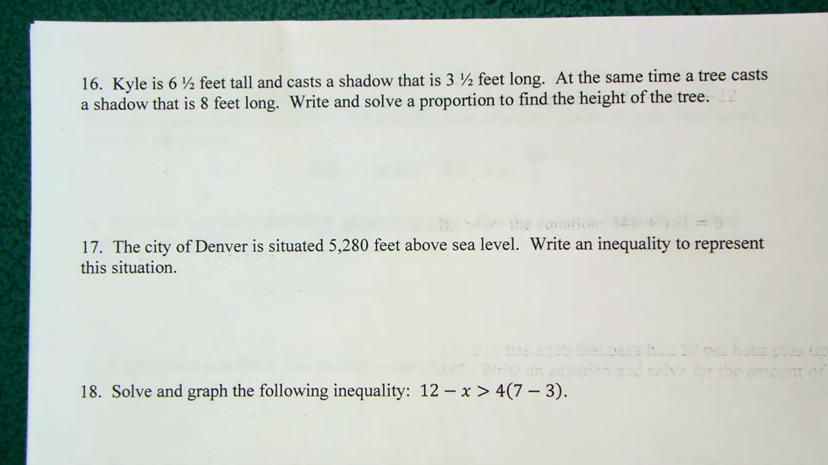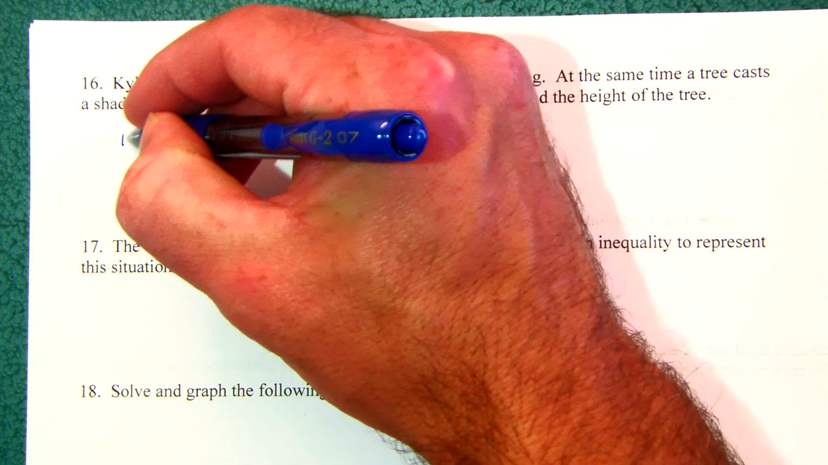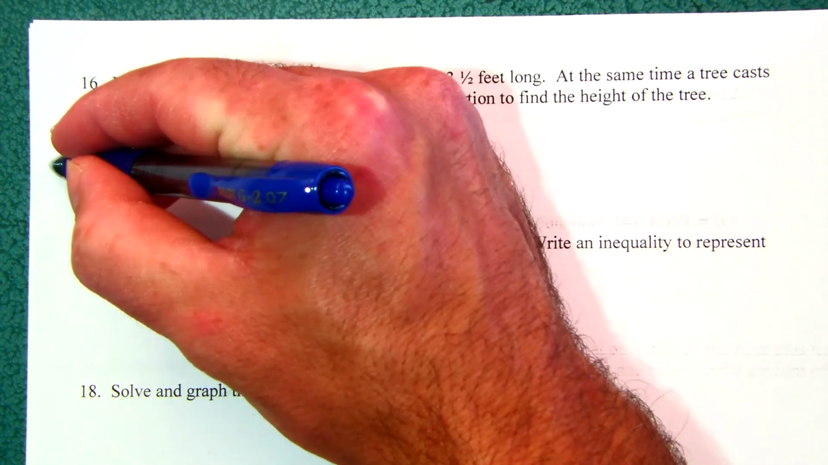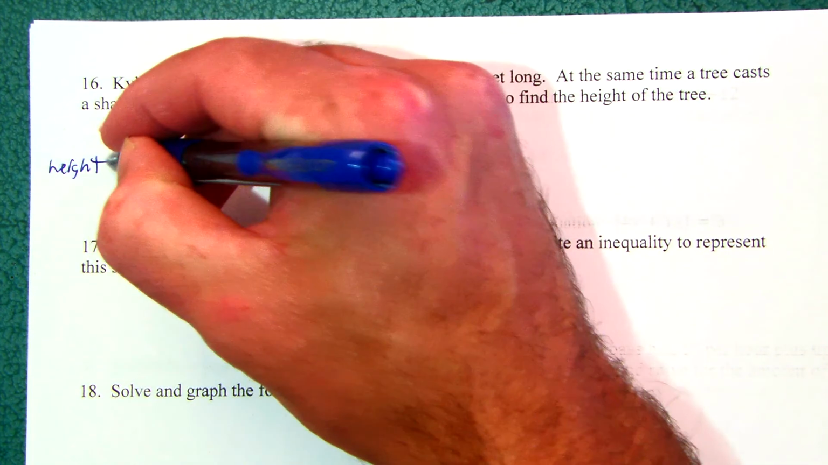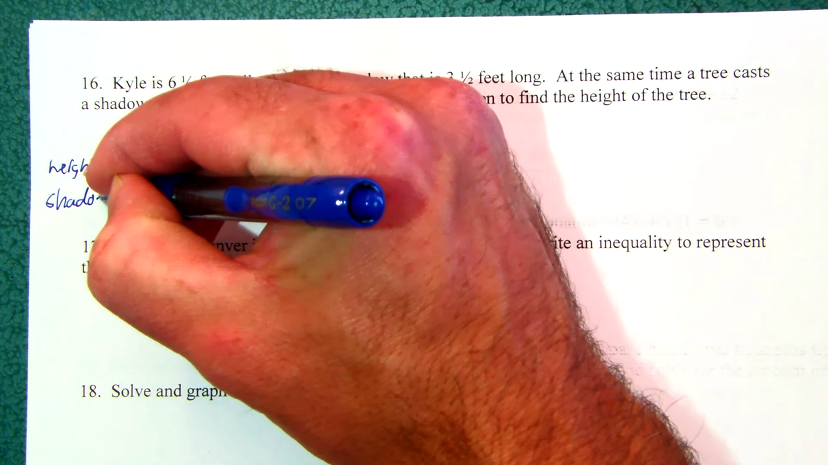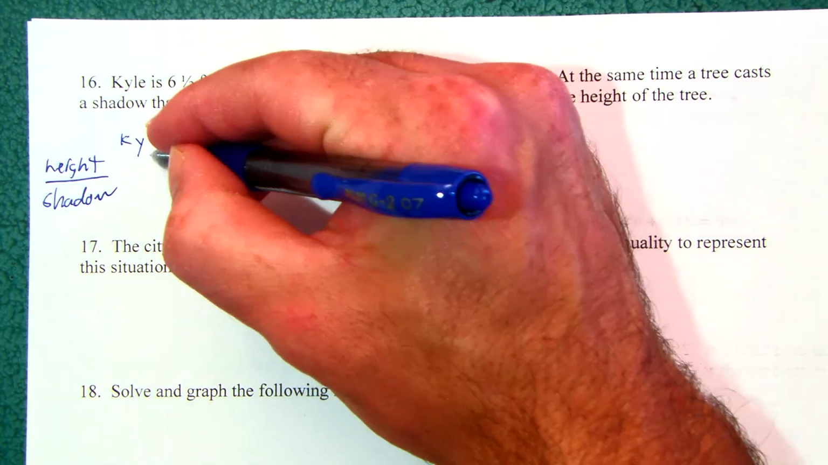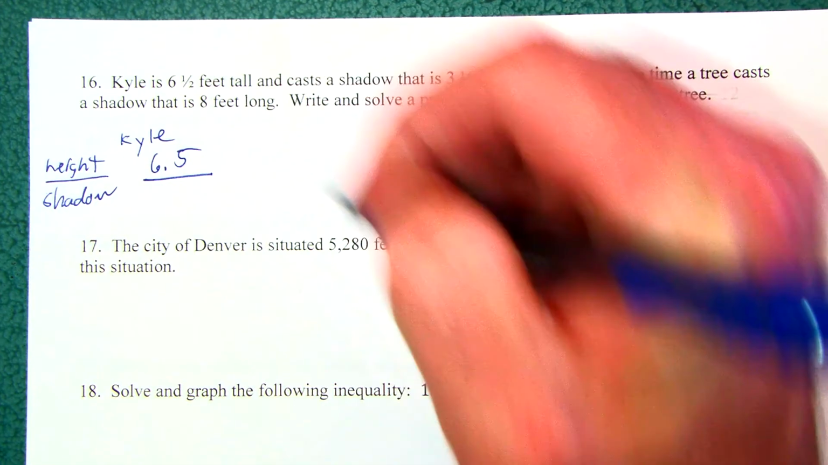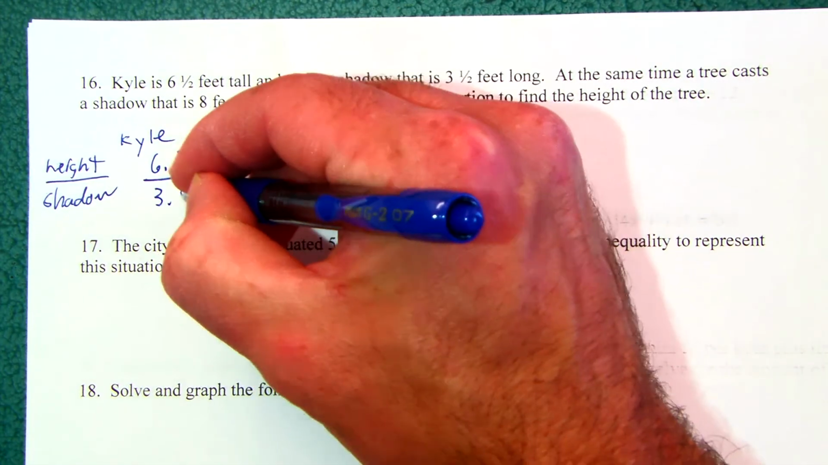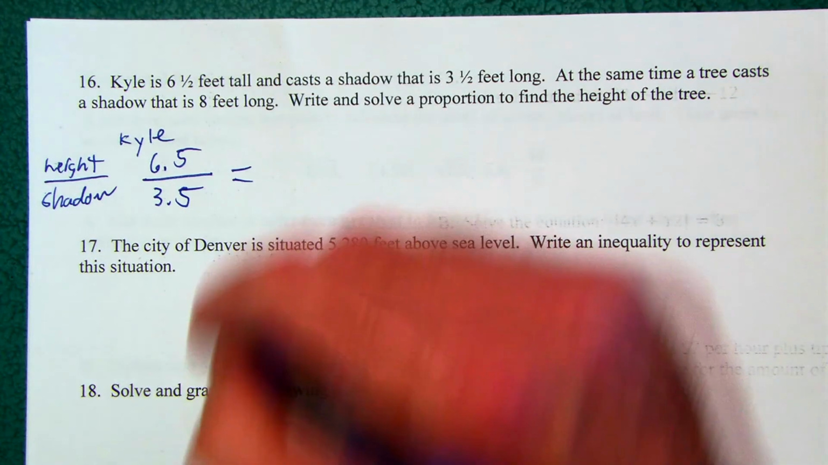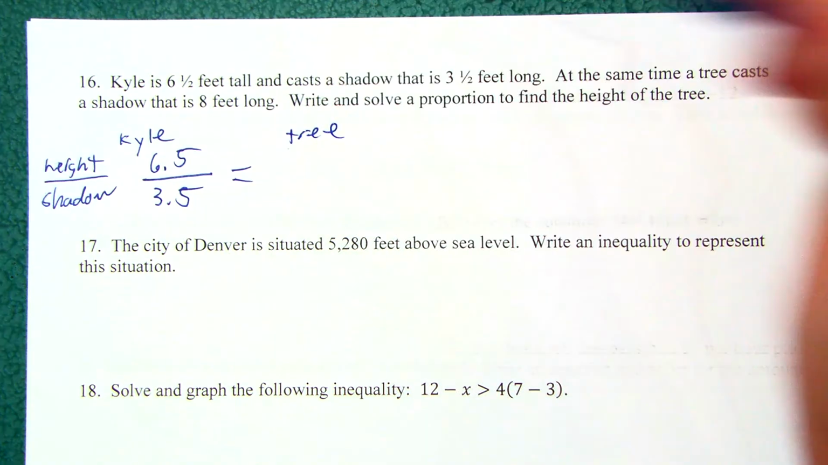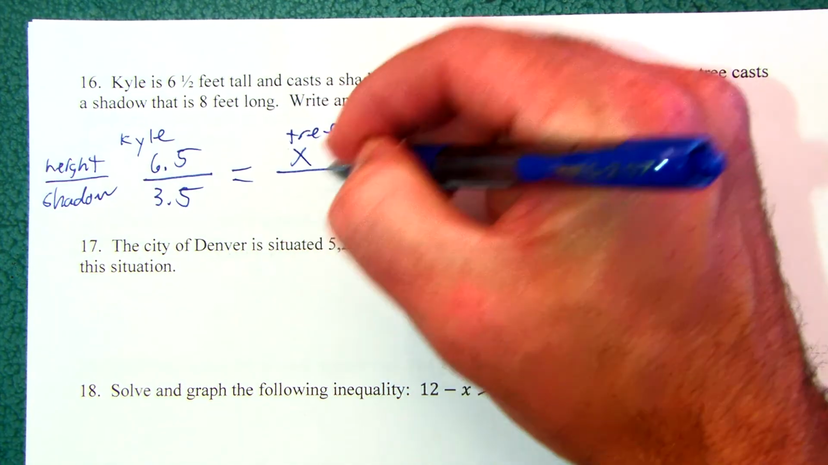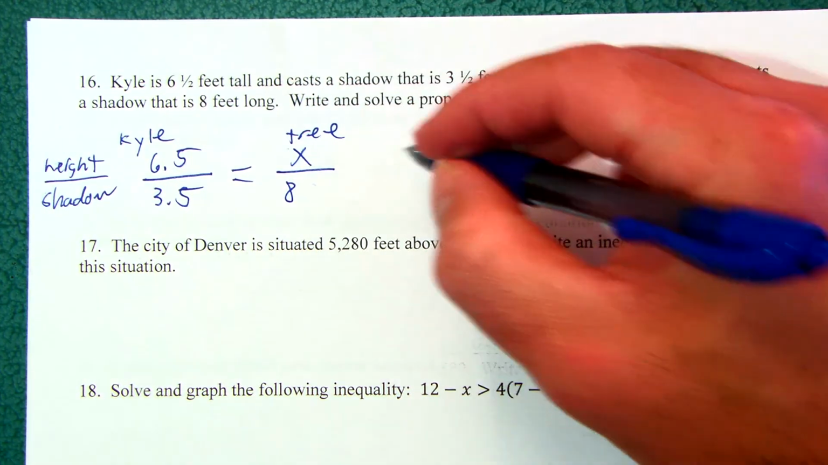All right, so Kyle's 6.5 feet tall and casts a shadow that is 3.5 feet long. At the same time, a tree casts a shadow 8 feet long, right? And solve a proportion. So our first proportion is going to be Kyle. We have his height, and we have the shadow. So Kyle's 6.5 feet tall, so I'm just going to go 6.5 to make this easier. His shadow is 3.5 feet. The tree, we should know that shadow is 8 feet long. So that's a proportion we got to solve.